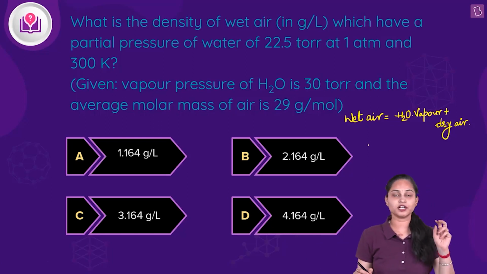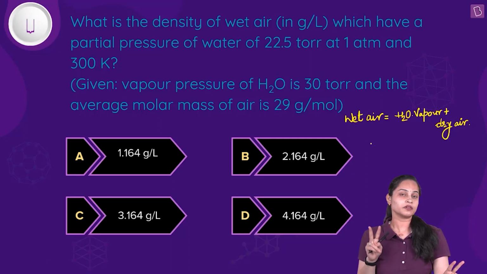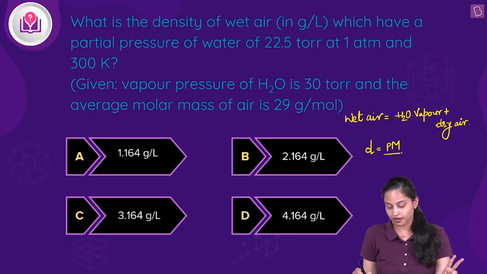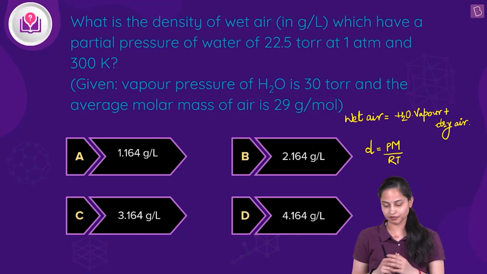We actually know a relationship between pressure and density. We do have an expression relating pressure and density D, and that particular expression we have read in the chapter States of Matter. The relation is density D is equal to PM upon RT. P is the pressure, M is the molar mass, R is the universal gas constant, and T is the temperature.